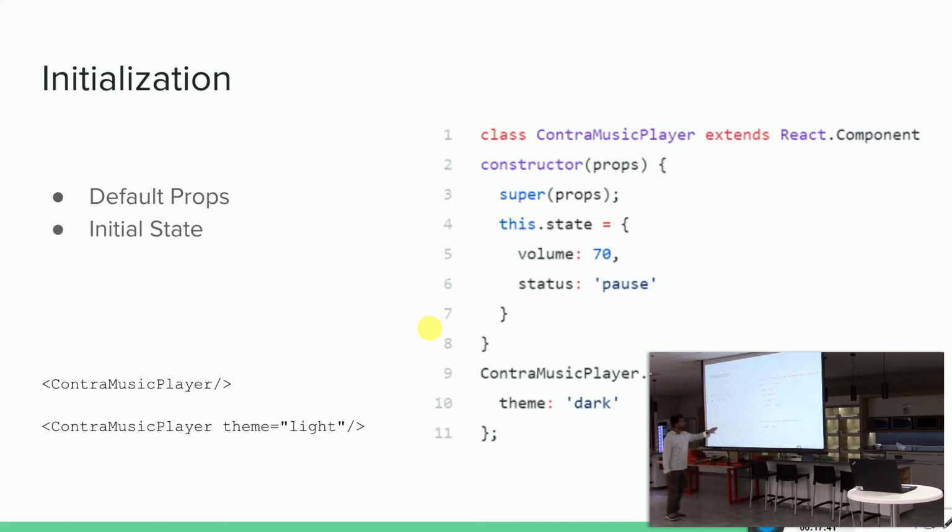If you do not pass anything when rendering this particular music player anywhere, you can pass nothing. It will load with its default configuration, like a default parameter. And if you pass some parameter like theme equal to light, it will replace this one. It will not pick the default parameter. So that is default props and initial state. Any questions on this? I think it's fairly simple, right? You guys are genius. Great.